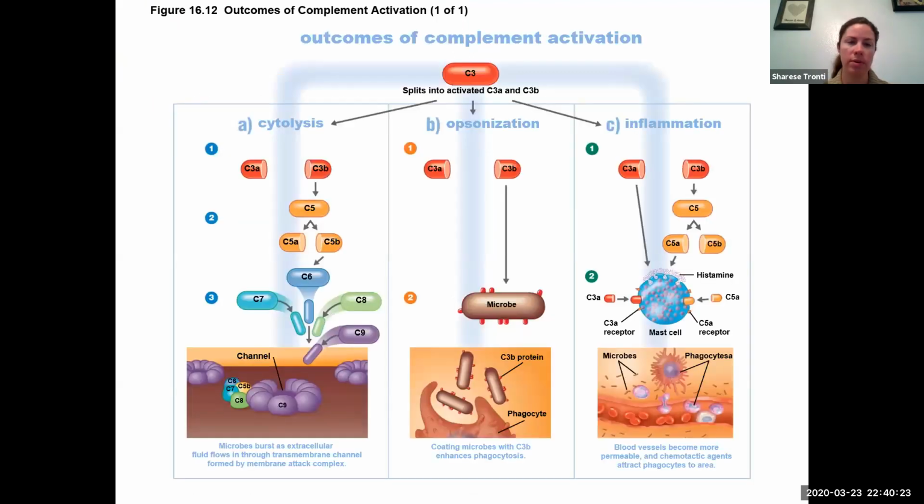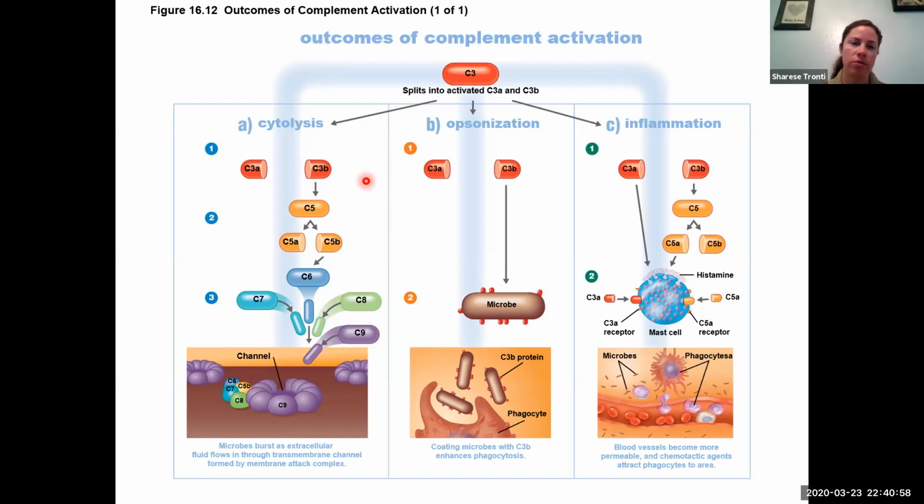So again, here we have all 3 outcomes. So we had 3 methods of activation, and then we also have 3 outcomes of complement. I do need you to know all 3 outcomes, but I don't need you guys to memorize all of the different steps, especially when we're talking about the formation of the membrane attack complex. I don't want you guys to spend too much time on this. I know you guys already have enough to memorize with the activation of complement. But I want you to know the main concept.